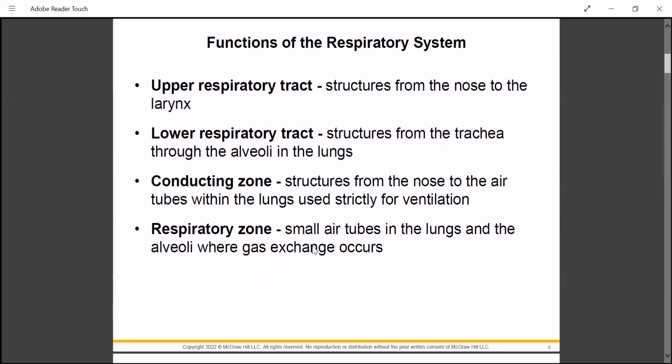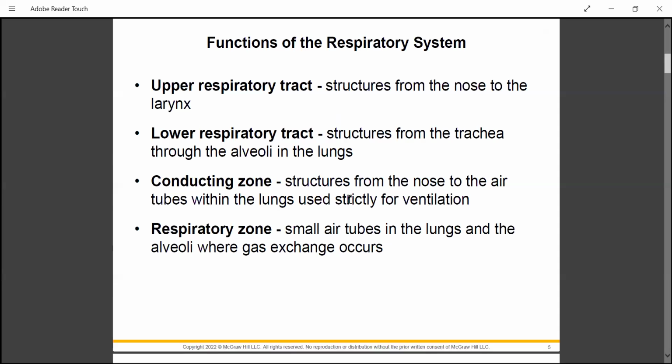So like I said, our primary split of the respiratory system is upper and lower. The nose to the larynx is our upper respiratory tract. The trachea all the way down through the alveoli, where gas exchange is happening, is the lower respiratory tract. We can also talk about it as a conducting zone versus a respiratory zone.